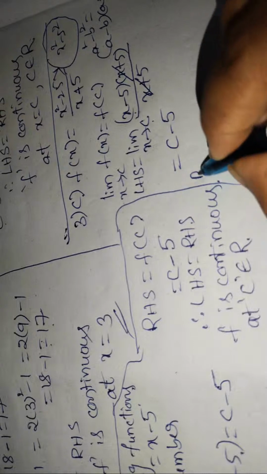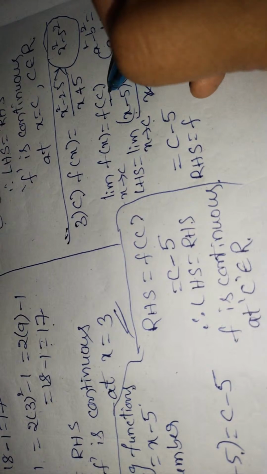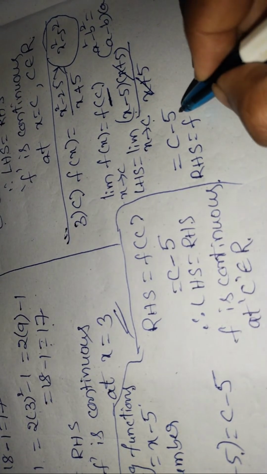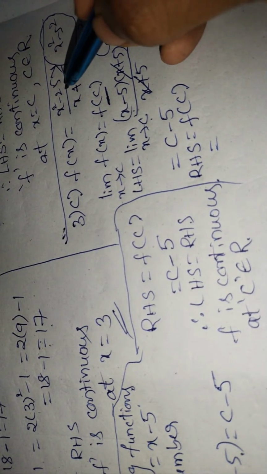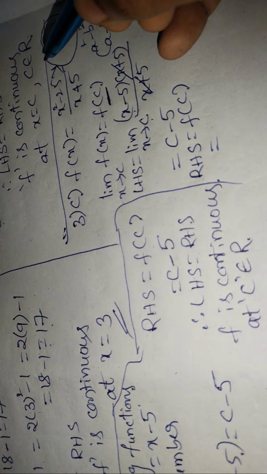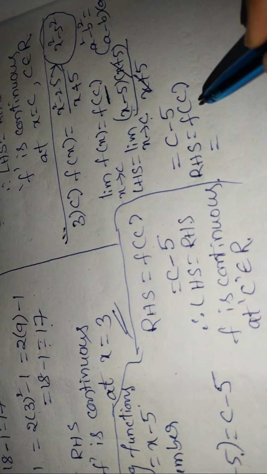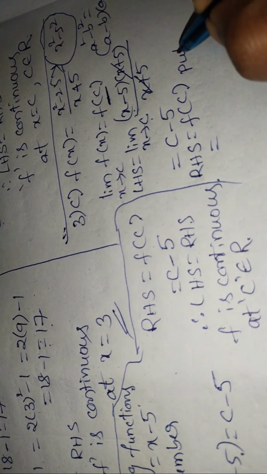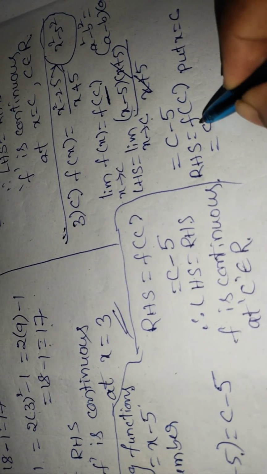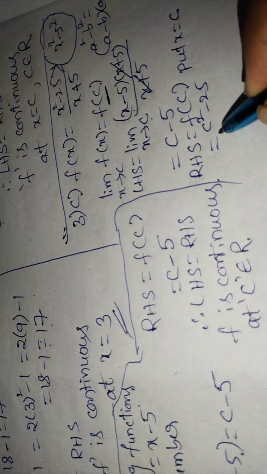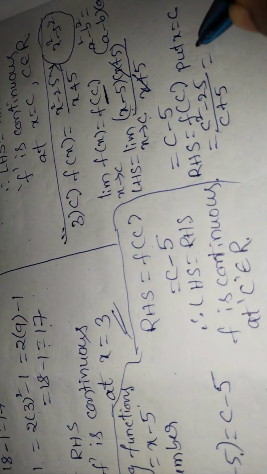Next RHS. What is RHS here? It is f of c. Now, what is the given function? The given function is x square minus 25 by x plus 5. It is in terms of x, but I want to write in terms of c. Put x equals c. So here write c square minus 25 divided by c plus 5.